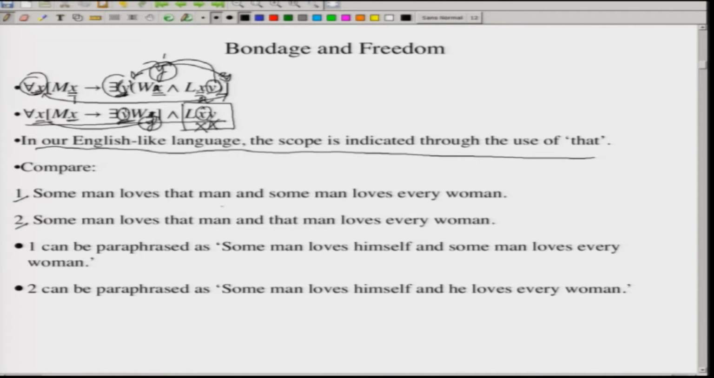Some man loves that man, and some man loves every woman, and some man loves that man, and that man loves every woman. Now, one can be paraphrased as some man loves himself. Now, unfortunately, so far we do not have any tool for representing himself. That is why we just say some man loves that man. So, that man is to repeat.